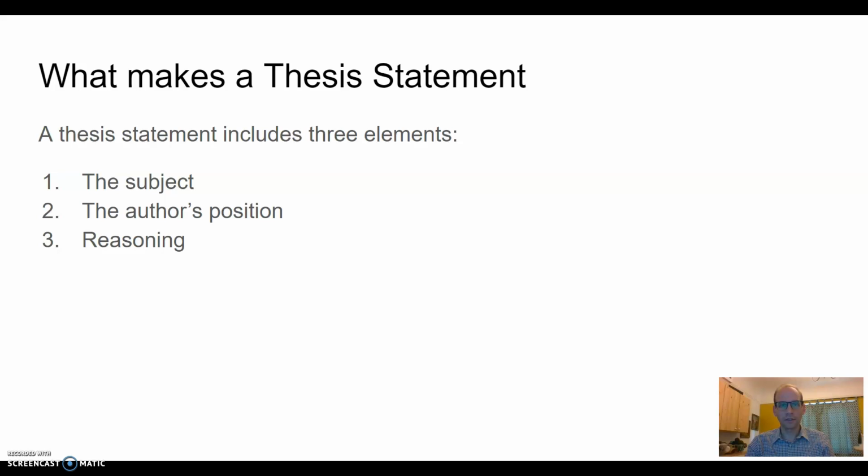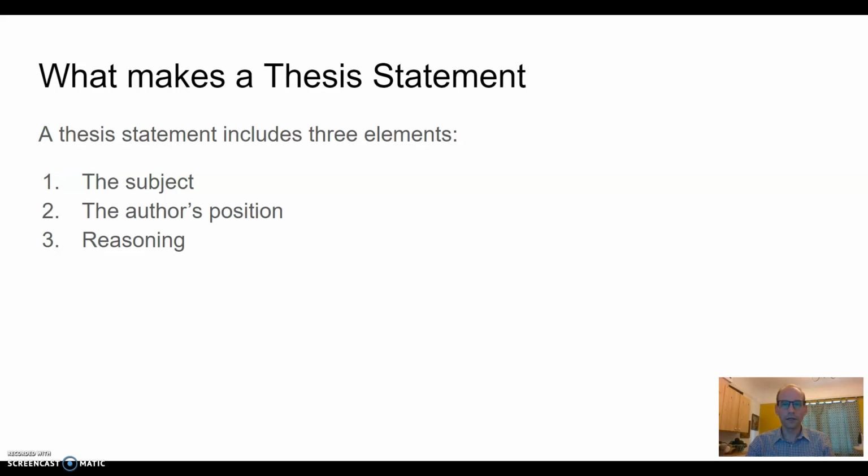On this slide we can see what makes a thesis statement. Thesis statements typically have three parts or three elements. We have the subject, so that's the subject matter of the essay, what the essay will be about. We've got the author's position, what the author of the essay thinks about this subject, and the reasoning. This is the reasoning why the author thinks the way they do.